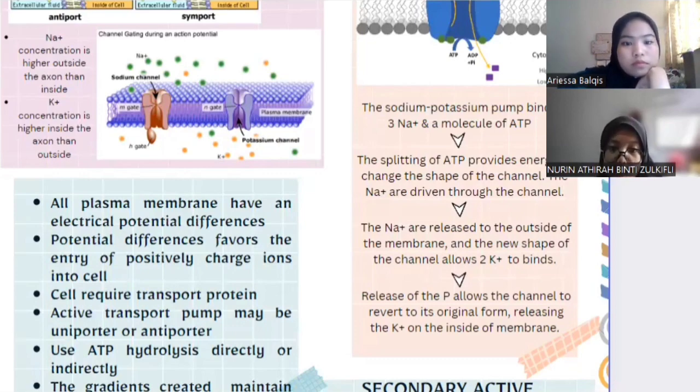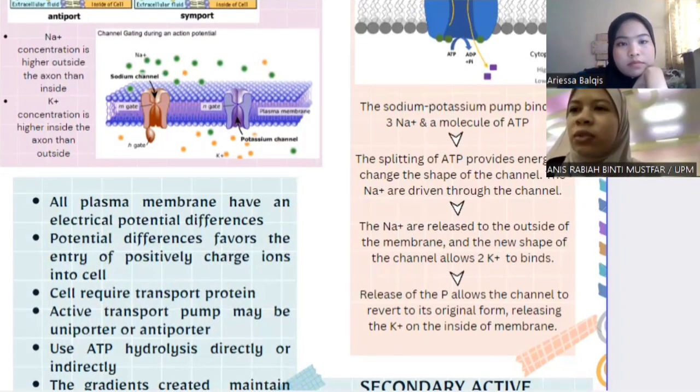Then the sodium ions are released to the outside of the membrane, and the new shape of the channel allows two potassium ions to bind. Lastly, release of the phosphate allows the channel to revert to its original form, then releasing the potassium ions on the inside of the membrane. Okay, that's all.